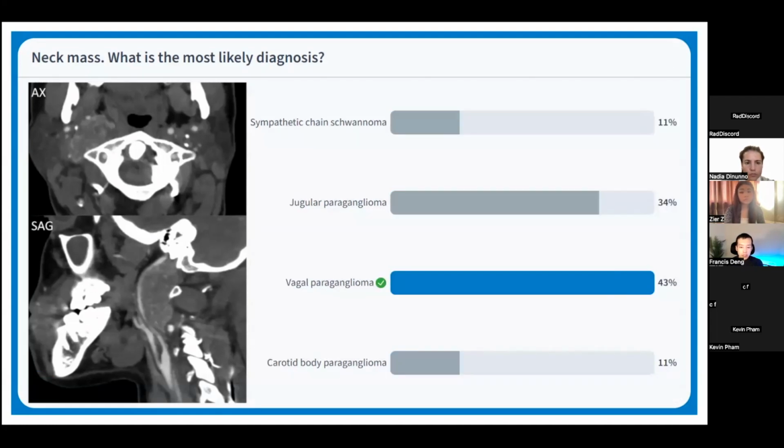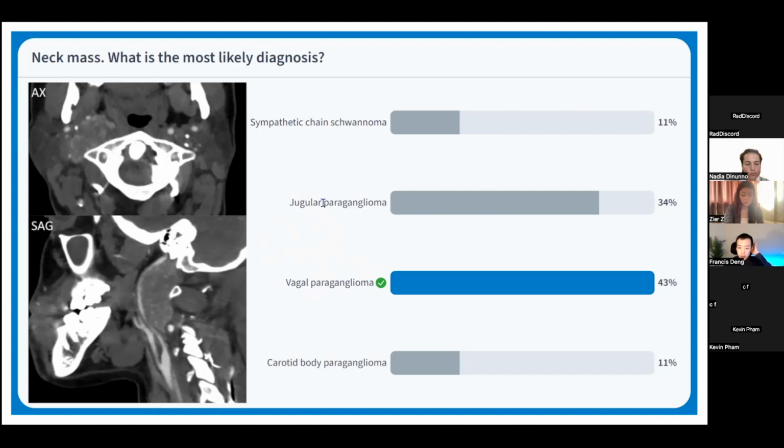Very good. A plurality chose the correct answer of vagal paraganglioma. So first of all, where is this mass located? This is located in the upper neck, about the level of the C1 and C2 vertebrae. It is going up and probably touching the skull base, but it's not really centered in the skull base. It's centered just slightly below the skull base. It's not centered at the carotid bifurcation, which is where you would have a glomus body tumor, a carotid body tumor. So the answer choice of carotid body paraganglioma is not correct because this is too far superior from the carotid bifurcation. And so then we're kind of left with neck masses.